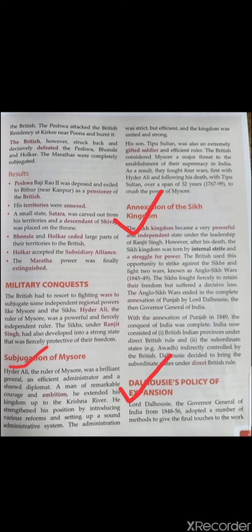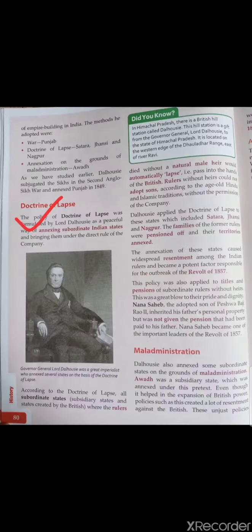Now, my students, come to our next point, Dalhousie's policy of expansion. Lord Dalhousie, the Governor General of India, adopted several measures for establishing the British Empire in India. The doctrine of lapse was one of them. The doctrine of lapse was the most important weapon by which Lord Dalhousie extended the British Empire to the greatest extent. According to the doctrine of lapse, when the ruler of a native state died without a natural heir, his state would automatically pass into the hands of the British.